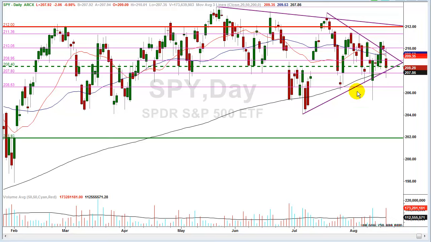Maybe we get to the underside of this triangle again. Maybe we get to 206.5. I don't know. We'll see what happens when we get there. We haven't even broken down yet. So there's a lot of work to be done, and we have to confirm on the downside.